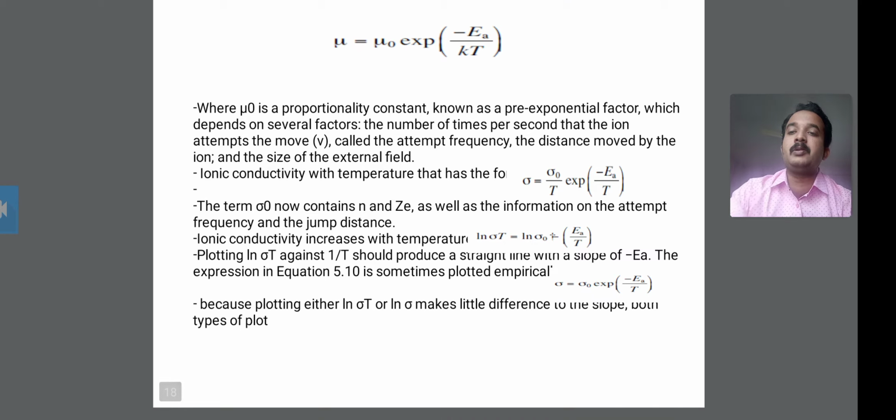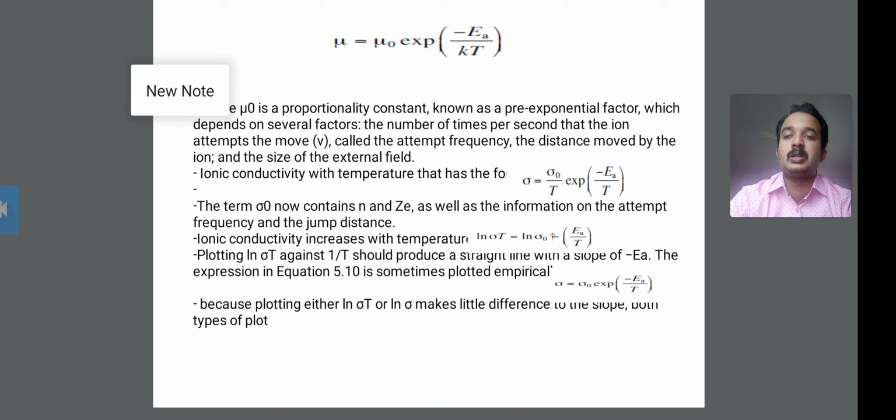Then, ionic conductivity with temperature: sigma equals sigma 0 upon T times exponential of minus Ea upon kT. The term sigma 0 contains n and zd, as well as the information on the atom frequency and the jump distances. Look at this formula of ionic conductivity with temperature: sigma equals sigma 0 upon T times exponential of minus Ea upon kT.